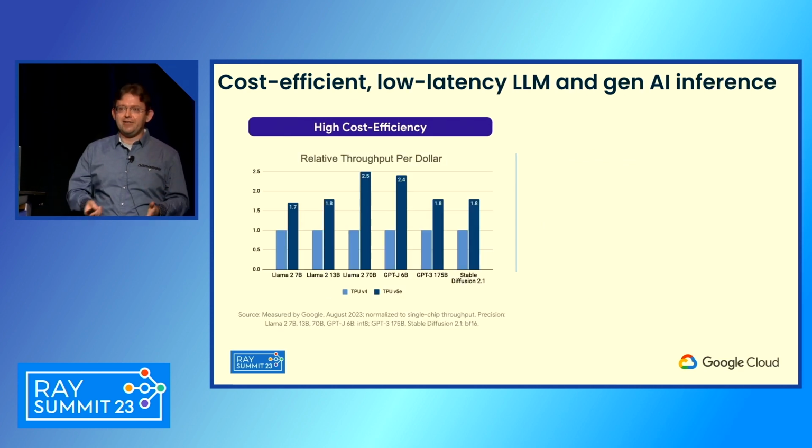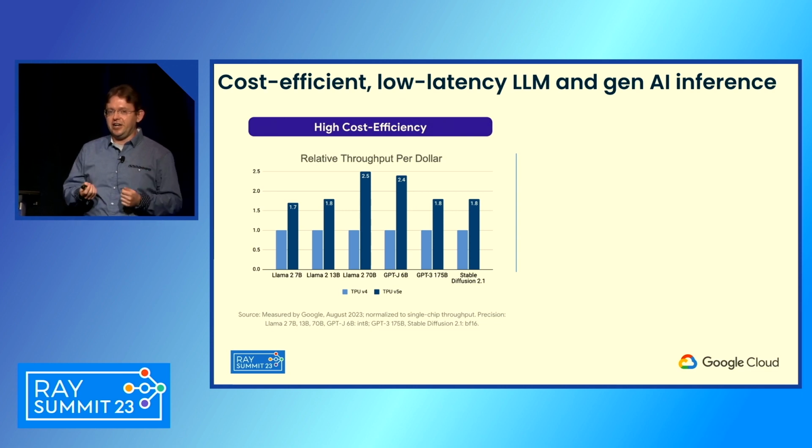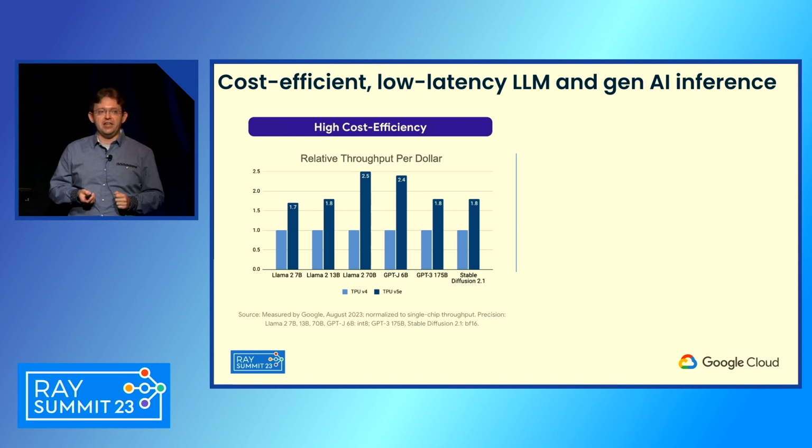Of course, after you have trained or fine-tuned your model, you need to run inference on it very cost efficiently. This is another area where Cloud TPU v5e achieves great cost efficiency and great performance per dollar, with up to 2.5 times greater performance per dollar on leading large language models such as Llama 2 and generative AI models such as Stable Diffusion.